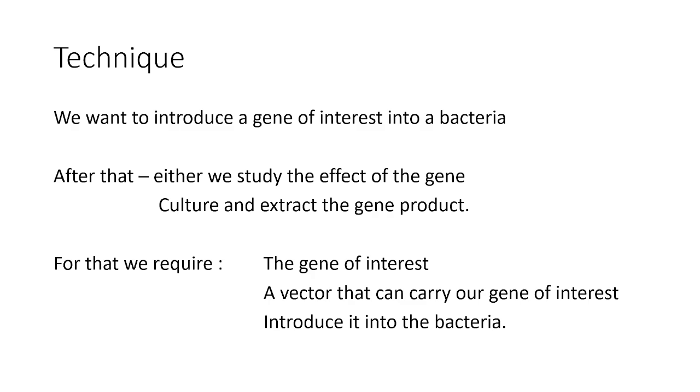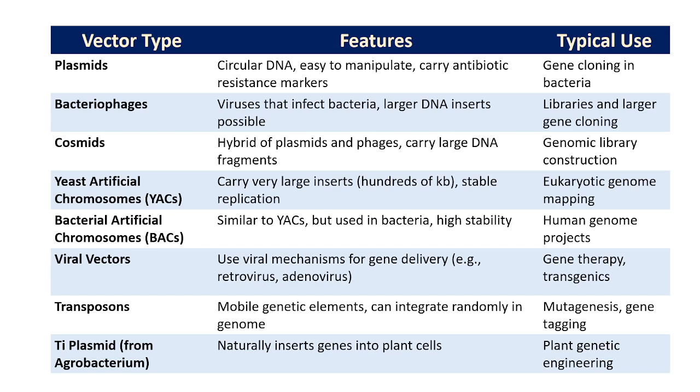For that, what do we require? We require the gene of our interest. We require a vector that can carry the gene of our interest, and we require the bacteria in which we are going to introduce this recombinant DNA. What are the various kinds of vectors? There are plasmids, bacteriophages, cosmids, yeast artificial chromosomes, and bacterial artificial chromosomes. The only difference between all these being the amount of DNA that we can pack into these vectors before we can introduce it into the bacteria.